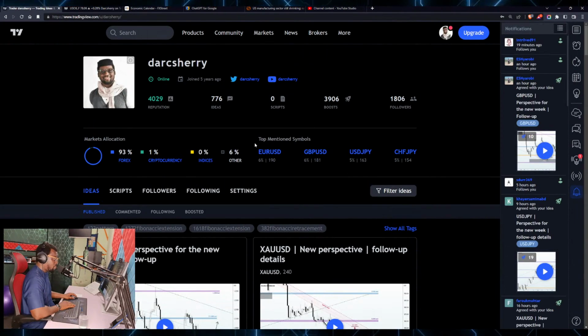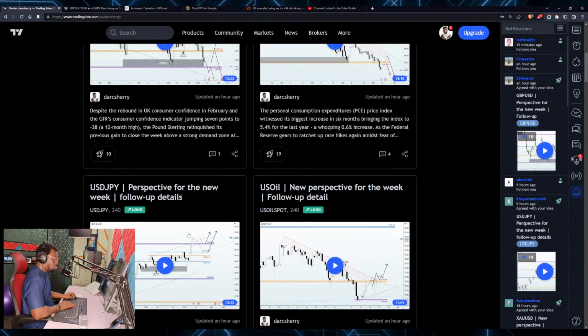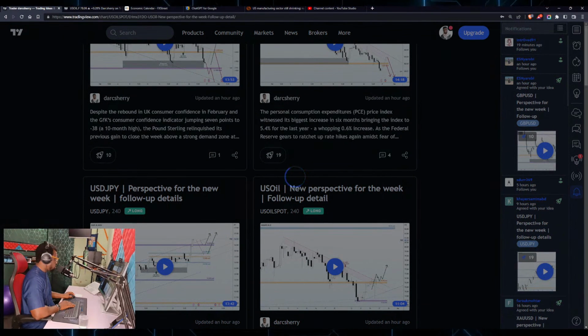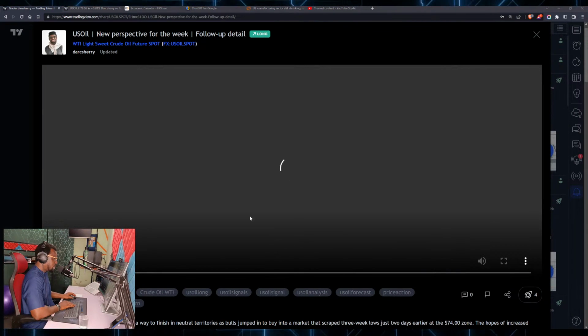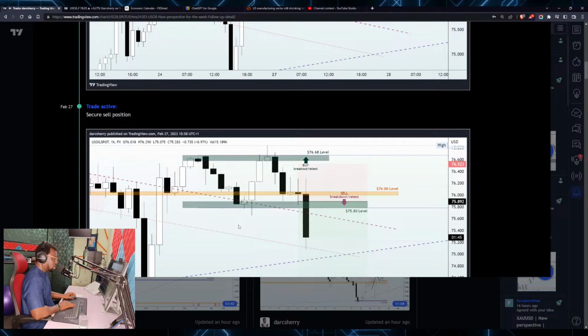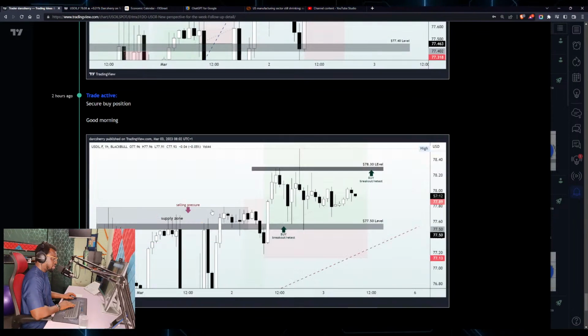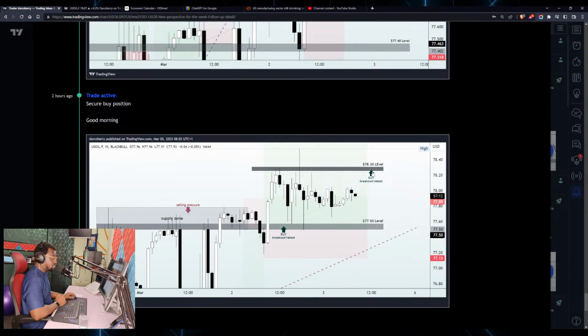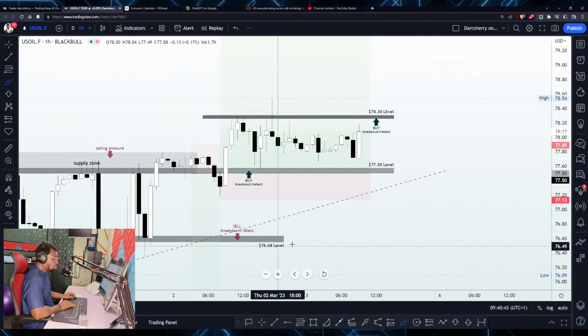I shared this on my public platform this morning, where I said we shall be looking forward to either a breakout or breakdown of that channel. So this was shared this morning. I was anticipating price will probably break out of the $78.30 level, since we have been bullish since the beginning of this week. So let's look forward to see how this is going to play out in the next couple of hours.